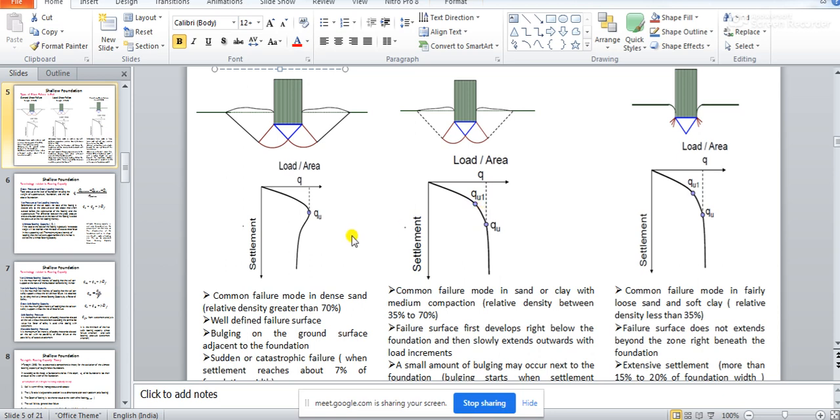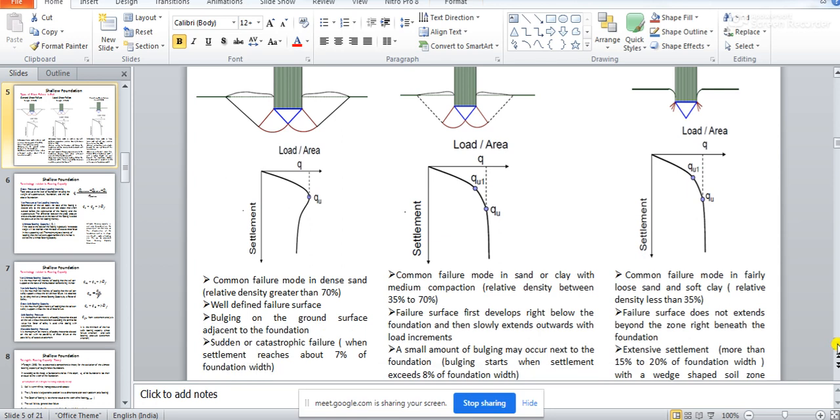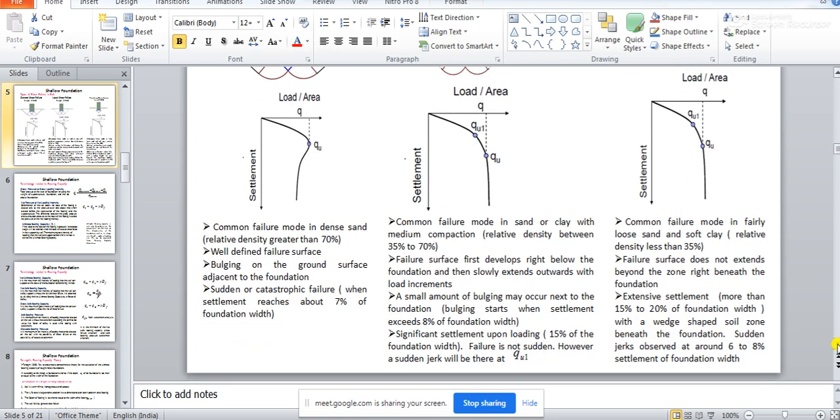gradually settling. And you see, in this case the failure was sudden and catastrophic. It just came to this point and then just reduced like this. Whereas in this case you see, it is a gradual change from QU1 to QU, and then it is almost a straight line, so gradually it is failing. So the settlement is very gradually increasing with some amount of increase in load beyond the maximum limit.